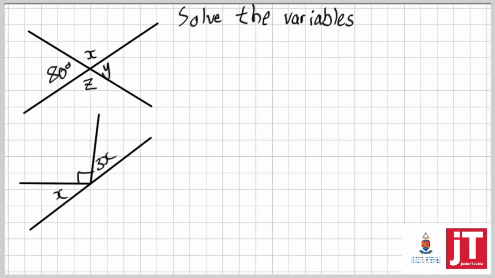Let's start by looking at the first one. Well, I'm going to write out my theorems that I've got. FUNTOX. Okay? I'm going to ignore the FUN because there's no parallel lines. So I'm just going to look at the T, the O, and the X. In our first question there, I've got the 80, the x, the y, and the z going clockwise.